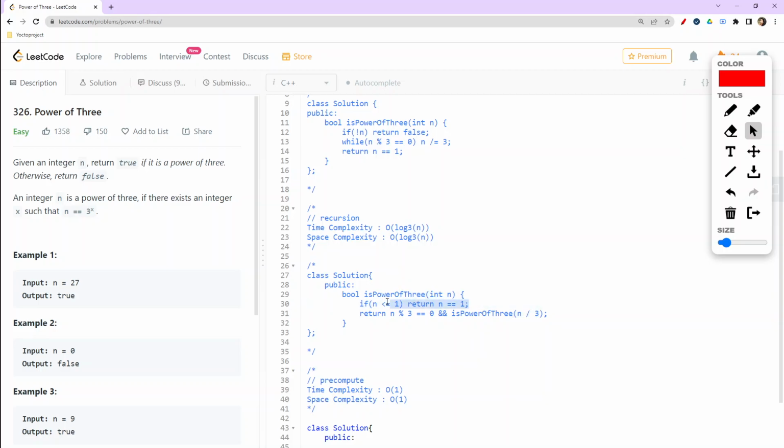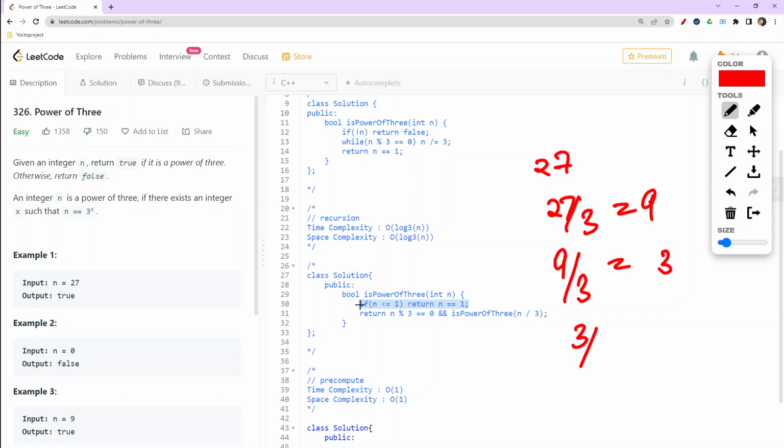And here again, if n is less than or equal to 1, then we would be returning whether n equals 1, which simply means that it is divisible by 3. Because here you can see if we are having 27, right? Recursively we will be dividing by 3, now it comes 9, now 9 will be divided by 3, now it comes 3, now 3 would be divided by 3, now it comes 1. So at the end it is 1, right? Because it was divided by 3. So that's why if n equals 1 is there, then it will be returning true.